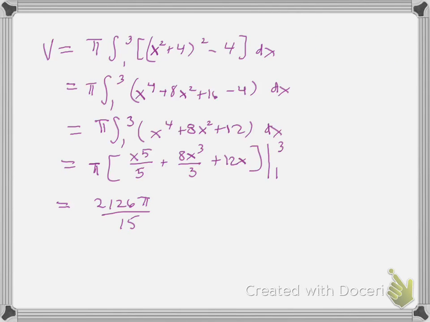Okay, so to save time, I simplified, and hopefully you ended up with x to the 4th plus 8x squared plus 12 when you simplify the integrand. And then since it's all addition, you can just integrate those separately by our properties of integrals, evaluate it from 1 to 3, and your final answer, of course always double check, should be 2,126 pi over 15. Okay, so hopefully that made sense.